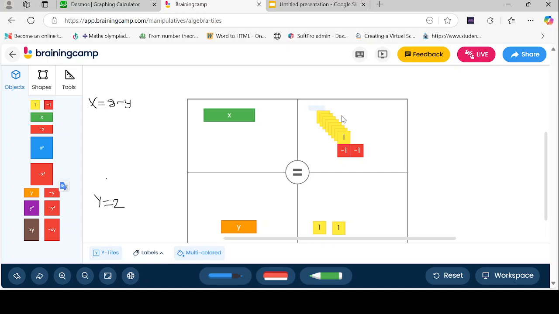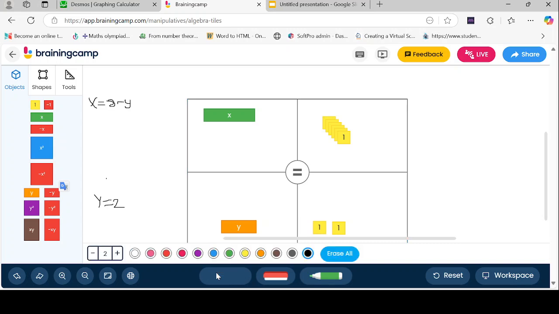And if I create my zero pair, what happens? You can see that x becomes 6. If you count the number of tiles, there are 6. So x becomes 6. So because of time, we will not be able to look at the other method using our algebra tiles.